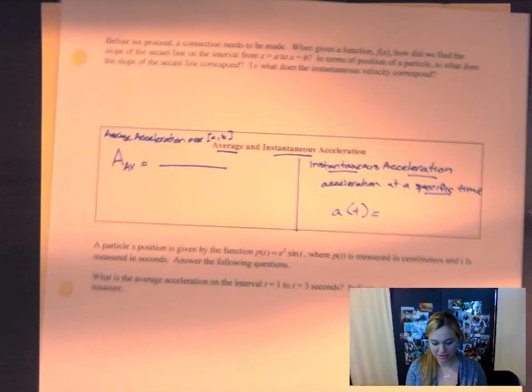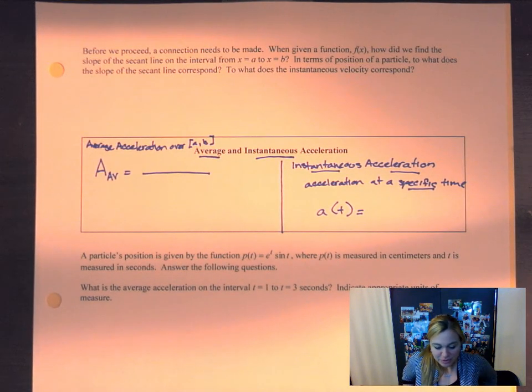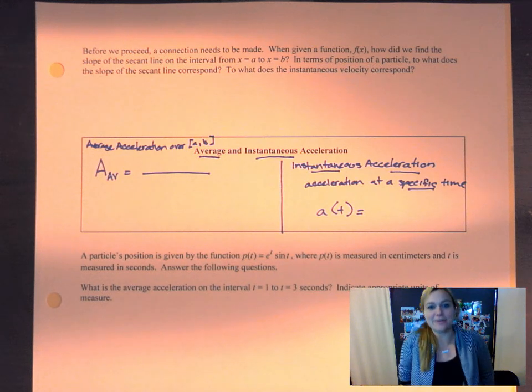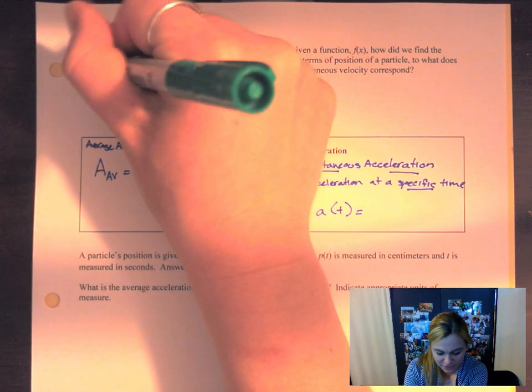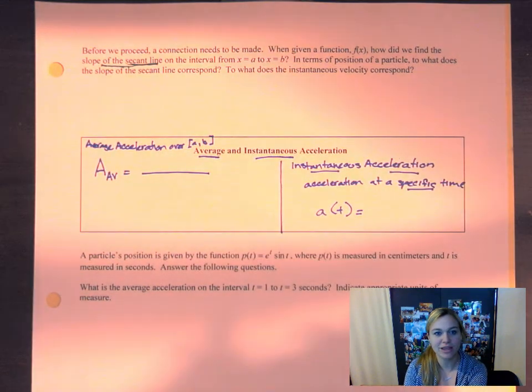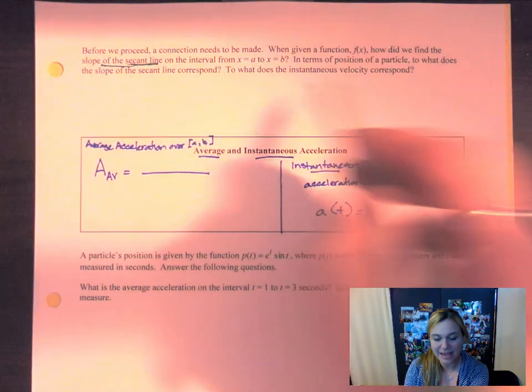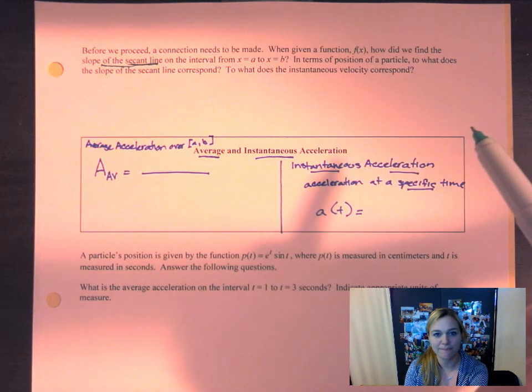Let's do more. We're on to page 138. So before we proceed, a connection needs to be made. When we're given a function f of x, how did we find the slope of the secant line? Okay, so if you have a function f and you want to find the slope of the secant line from a to b, how'd you do that?